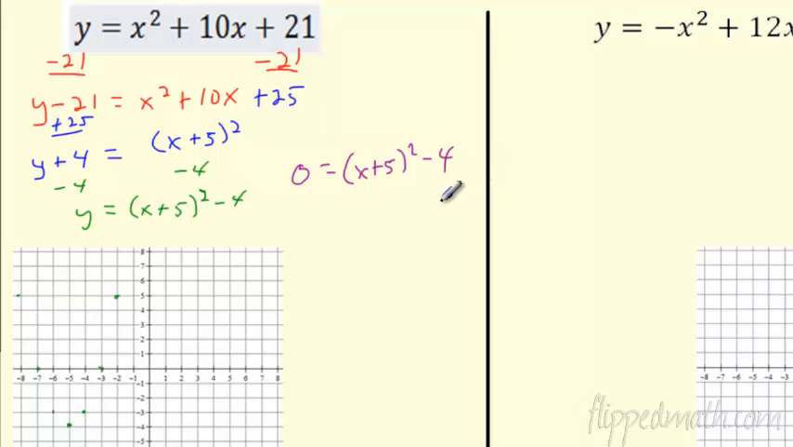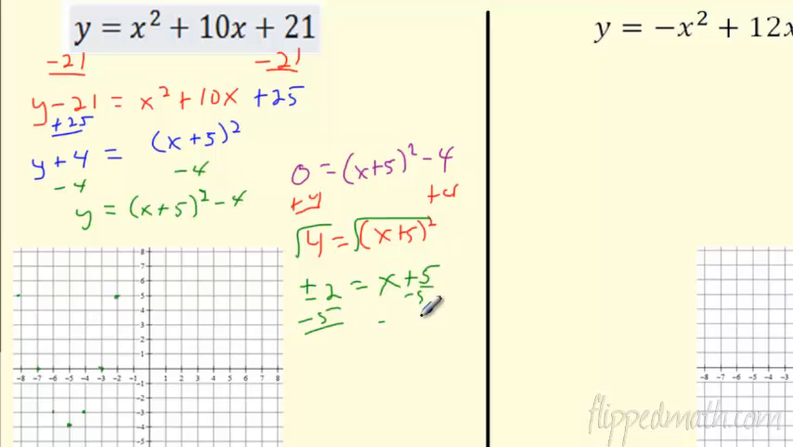So if I had to solve this, just add the 4 to both sides. We've got 4 equals, and it's kind of tying into what we were doing last time. And now we're going to square both sides. So get the x squared by itself. We're looking at plus or minus 2 equals x plus 5. And then I'm going to subtract the 5 from both sides. So those cancel. And I'm looking at what? Negative 5 plus or minus 2 equals x.